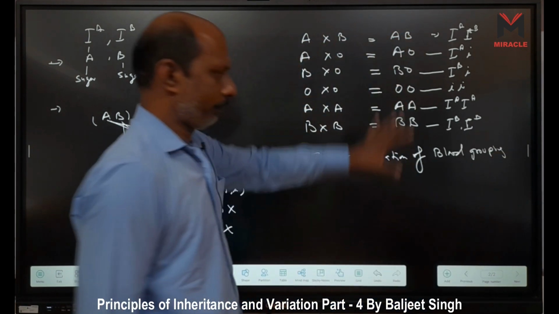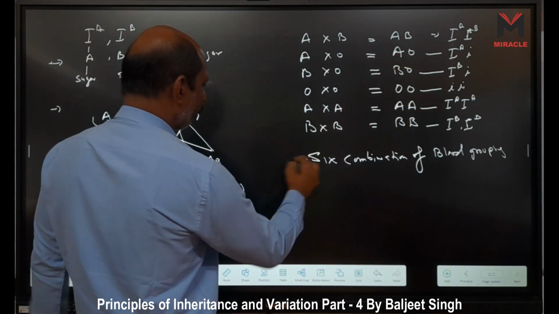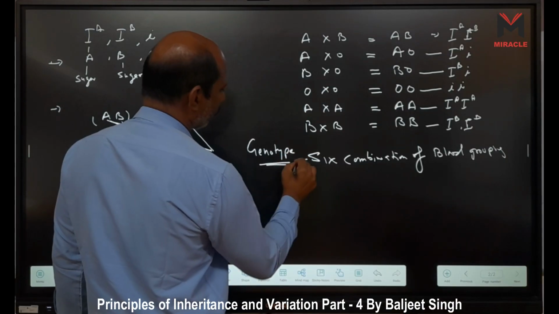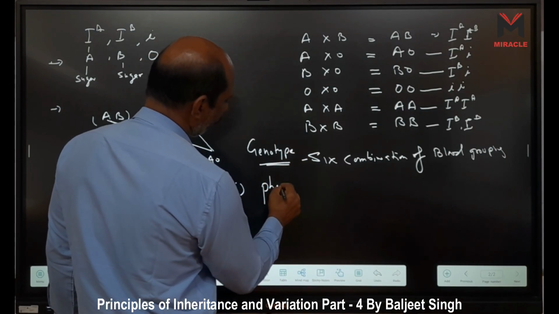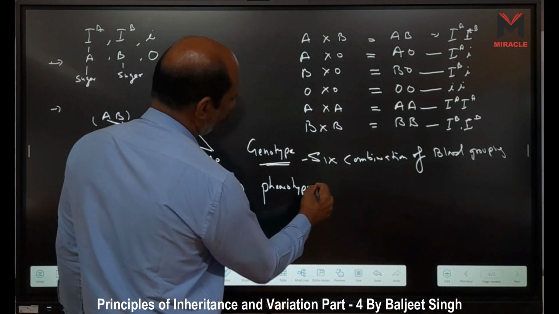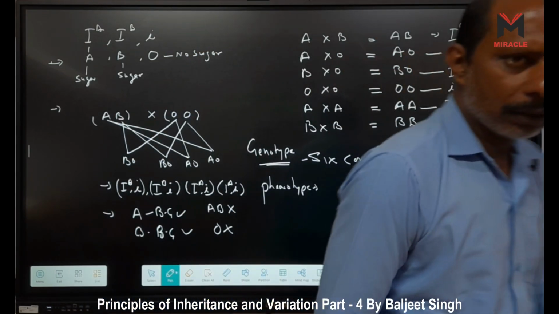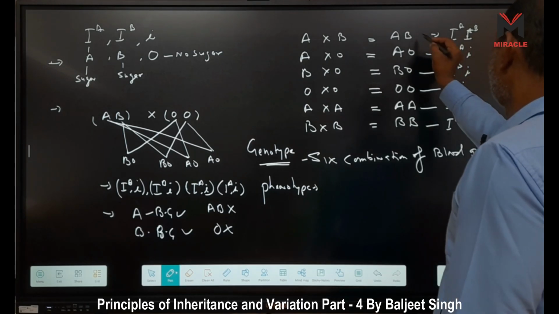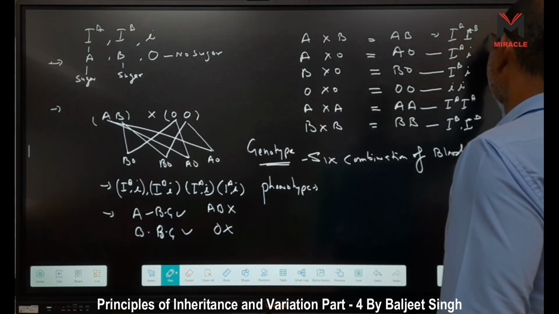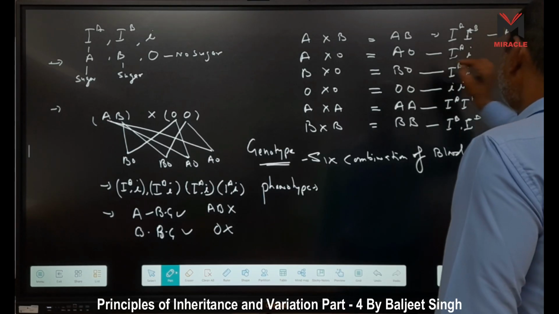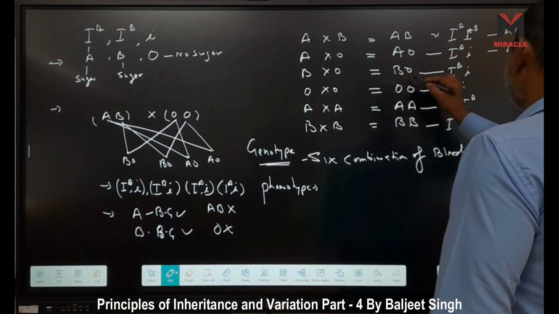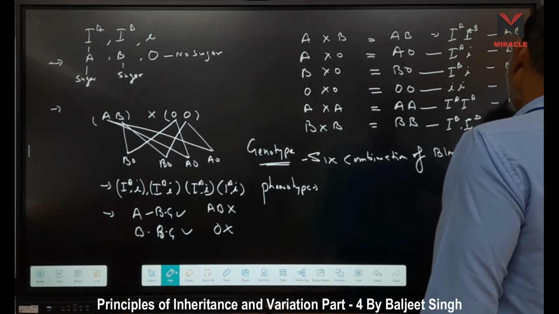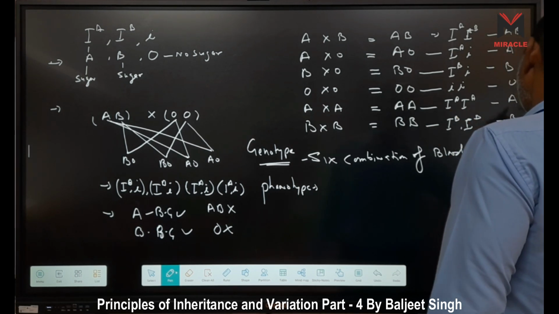That are genotype and phenotype. This is the genotype. How many genotypes are there? 6. And when we consider the phenotype, it means only the dominant character is expressed. So here we understand that this one is blood group A, this one is blood group A, this one is blood group B, this one is blood group O, this one is blood group A, and this one is also B blood group.